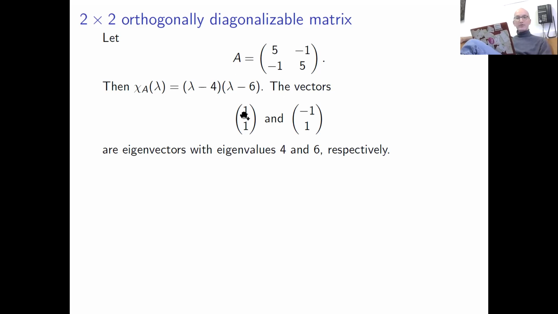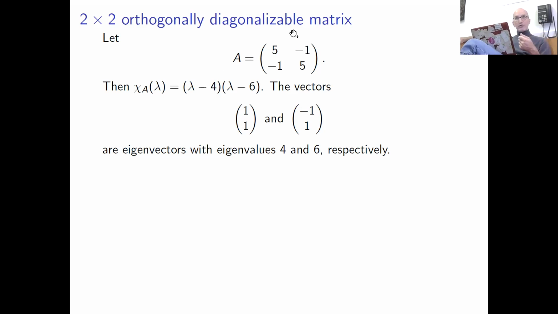So this is absolutely the same strategy, the same algorithm as we did for diagonalization. So if you were asked to diagonalize this matrix, the only thing you have to do is take these two eigenvectors, form a matrix out of them, say matrix M, and then you can deduce that M inverse times A times M is a diagonal matrix with entries 4, 6. But now we want to orthogonally diagonalize matrix A.